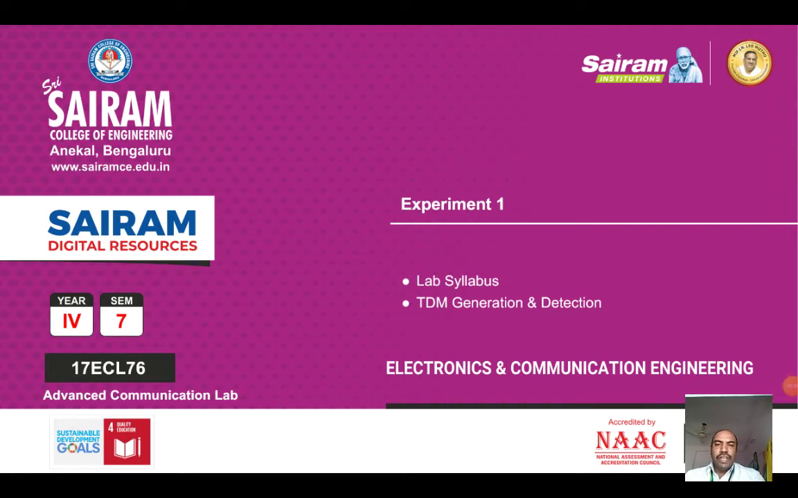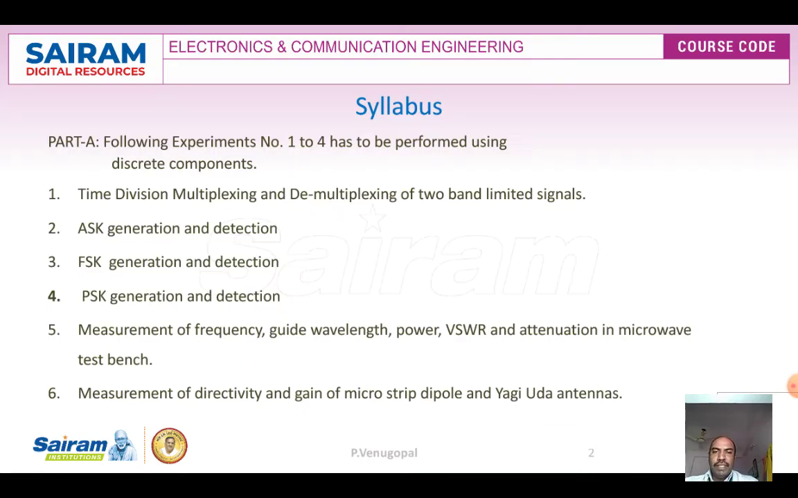Today I'm going to explain the syllabus for your advanced communication lab, and the first experiment. This advanced communication lab, with subject code 17ECL76, has 12 experiments, which are divided into two parts, part A and part B. In part A, we'll have 8 experiments, and part B will have 4 experiments.